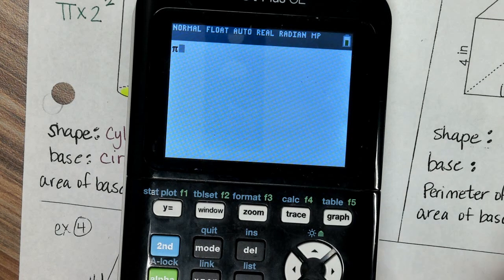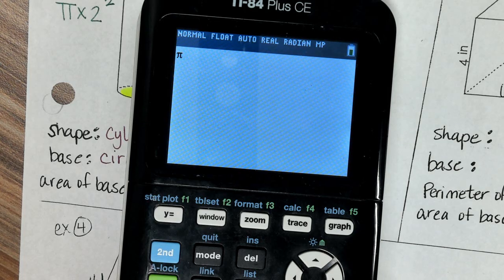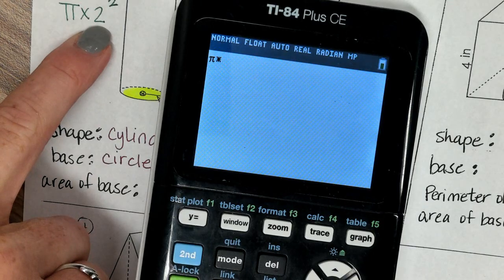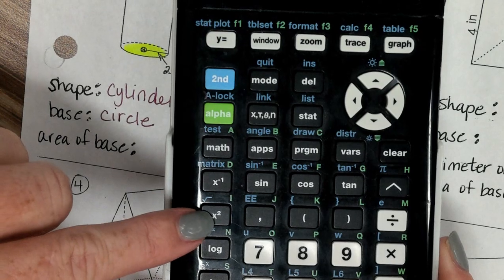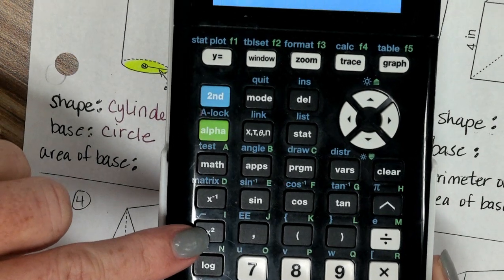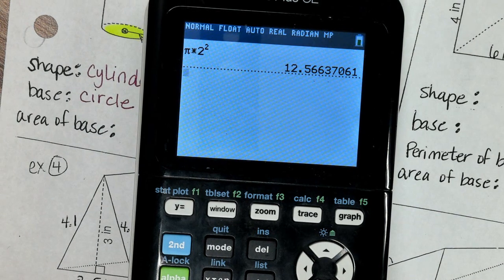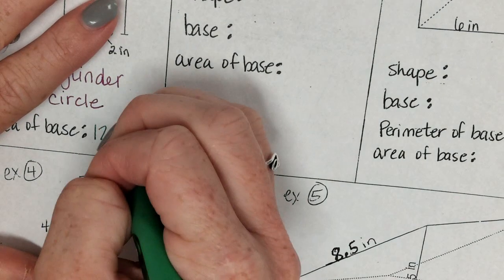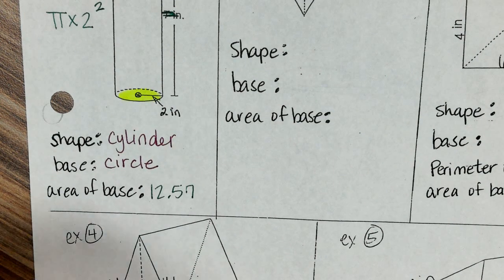I don't see everybody doing it with me. Times the radius, which is 2. And then for the second power, I'm going to hit this button right here. It's a shortcut button for squared. And then hit enter, and that's your answer. Would it be 12.56 or 12.57? Good. 12.57 if I round to the hundredths place. And then it would be inches squared, but we're not even going to worry about that today.